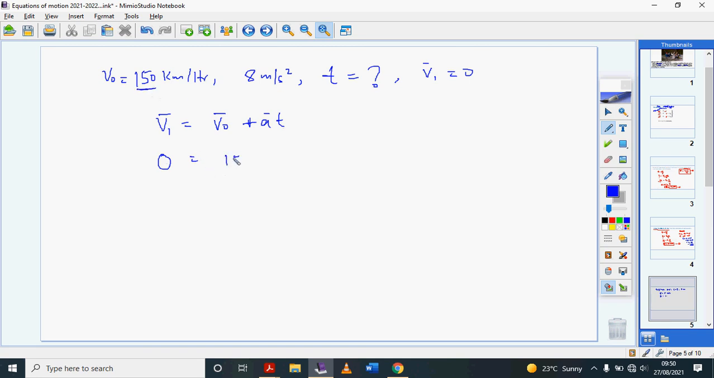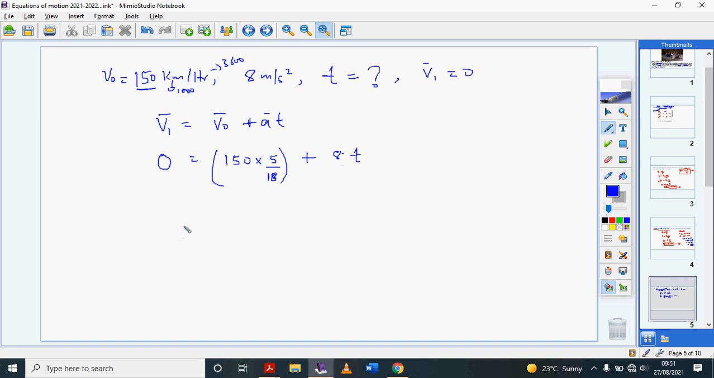I hope you guys remember how to change from kilometers per hour to meters per second. If you don't remember, you can look it up on YouTube or on Google, but it's basically multiplying by 1,000 and dividing by 3,600, because there's 1,000 meters in 1 kilometer, and there's 3,600 seconds in 1 hour. So if you divide that and you reduce it, it reduces to this fraction. Plus, the acceleration is 8 meters per second squared times the time which we're looking for.